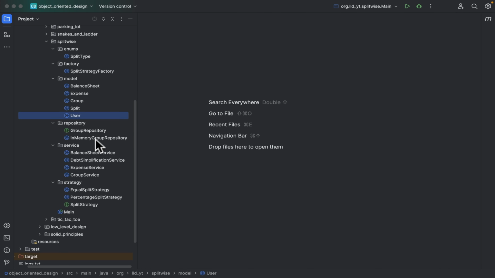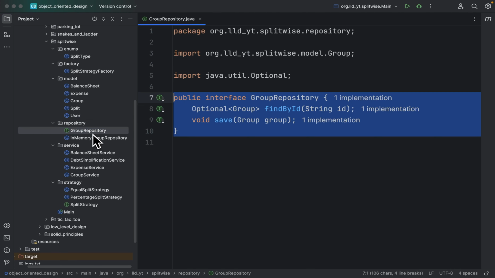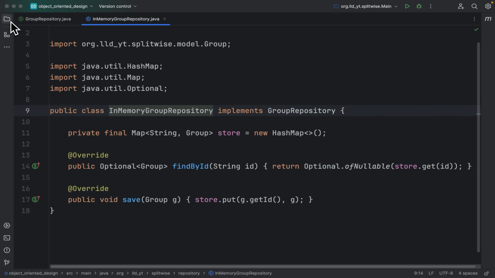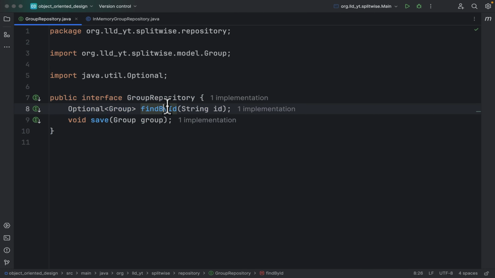Now let's check out the group repository and in-memory group repository. So in order to achieve the dependency inversion principle, what I've done is I've created one group repository interface and I've declared all the functions over here. So we have all the CRUD functions like find by ID. So this will find a specific group based on the ID of that group, and save function would be saving that group into the database.